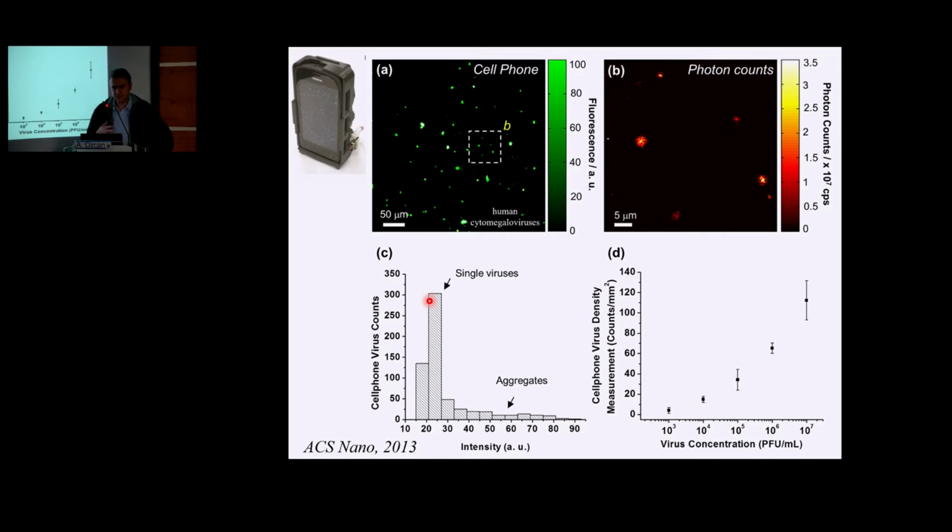In fact, if you were to do immunohistochemical staining of these viruses, you can do a viral count of the patient. These are human cytomegaloviruses that are being stained and imaged with a cell phone, giving you a viral count specifically by counting these nanoparticles or these viruses with the capsid protein being stained.